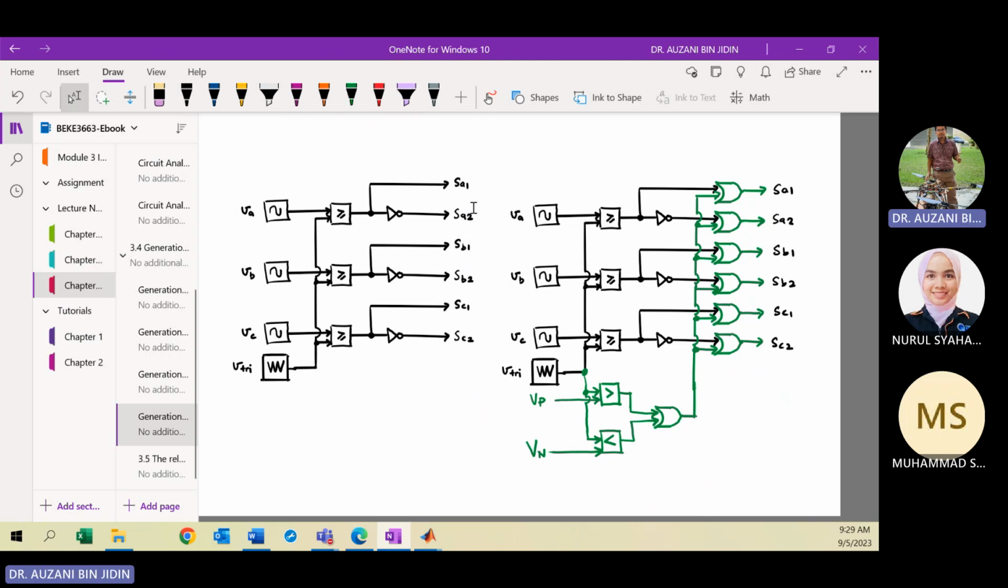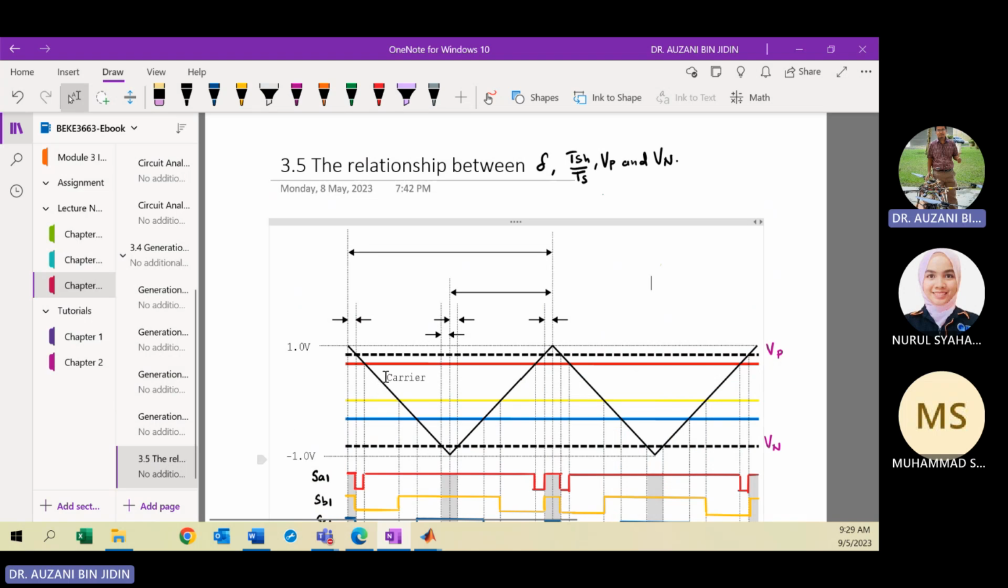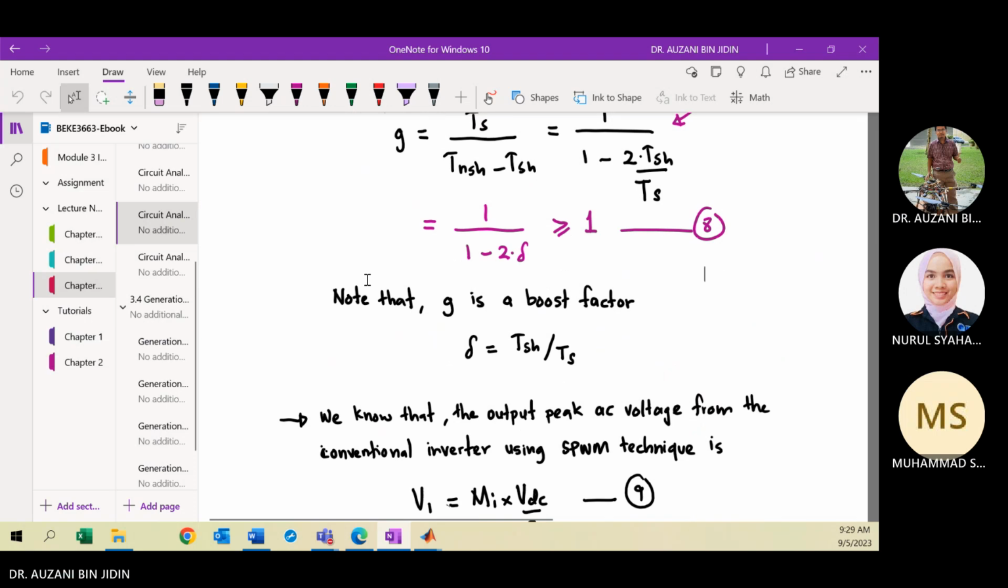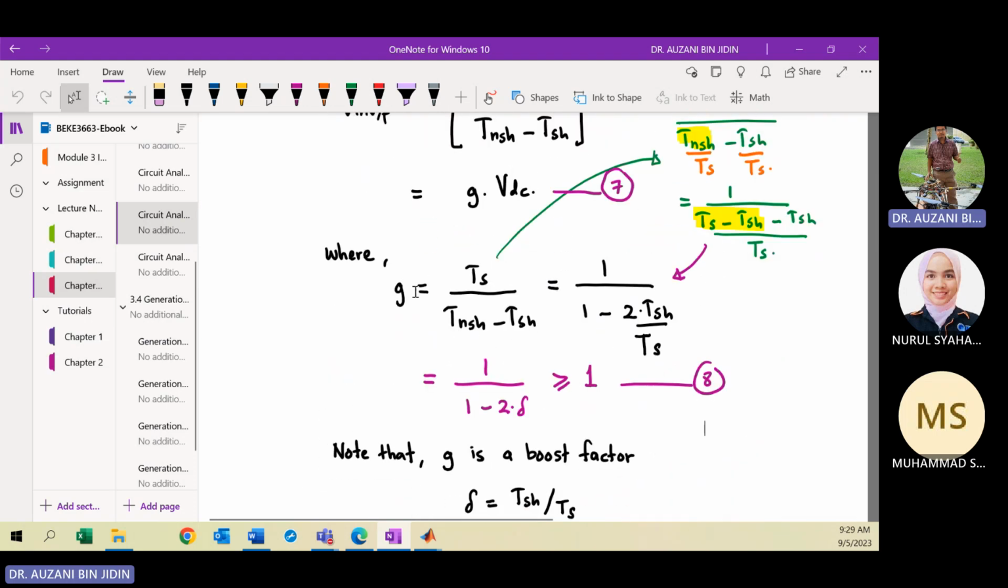Clear? So now, last page. Yesterday we derived some equations here, to verify that the G term, which we define as the boost factor, is responsible for boosting the voltage. Remember the G value must be larger than 1. It cannot be less than 1. So you can see here the G boost factor depends on the ratio between the shoot through period and the sampling period.